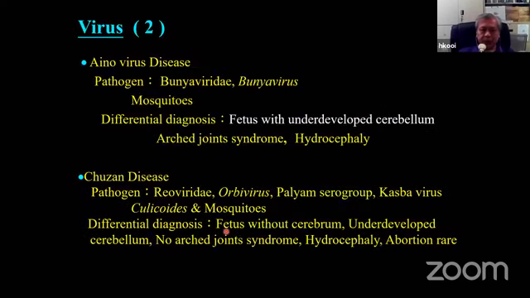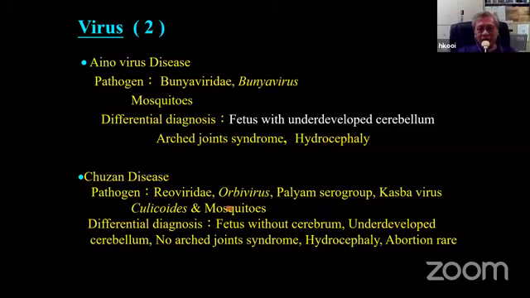Okay, and here too, you see the rhinovirus and fetus with underdeveloped cerebrum. The cerebrum will be very, very small, just like that, and it's all filled with water. Okay, and then of course with the same arch joint syndrome, but then it is like this, and then the spine just looks back like this.